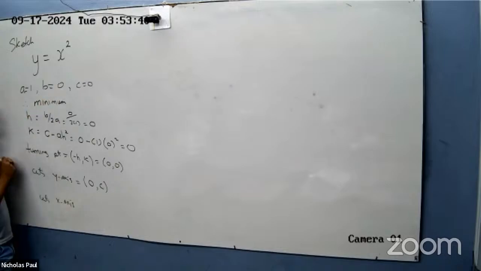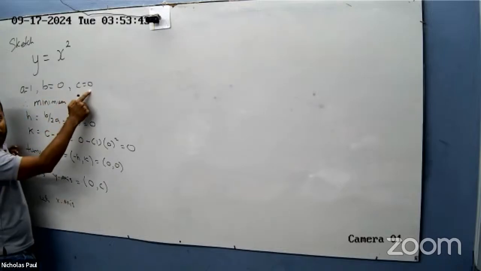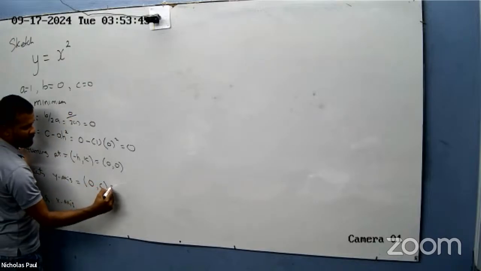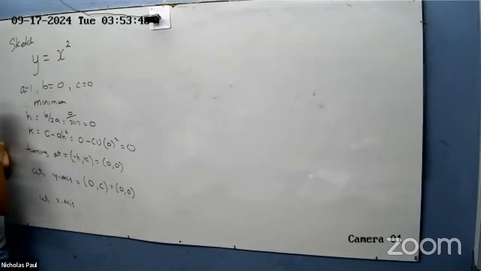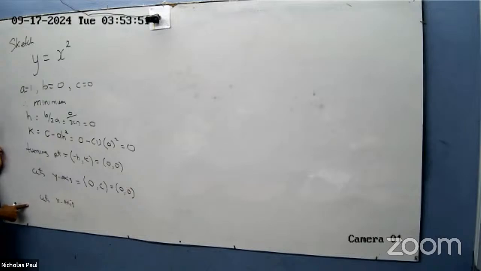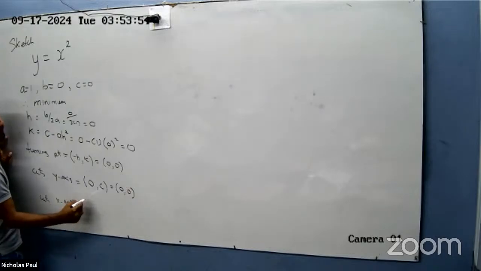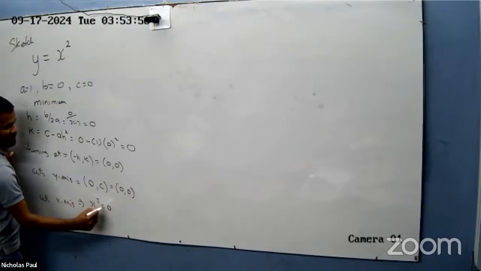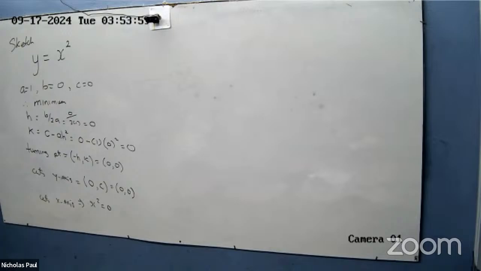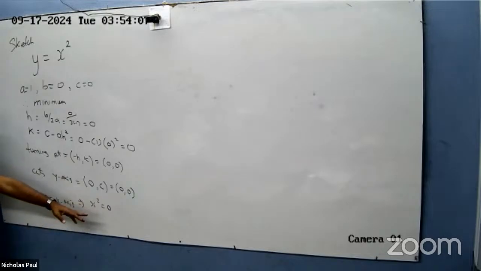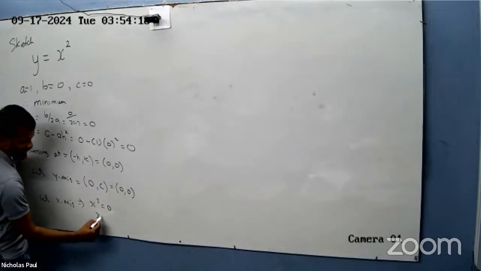C in this question is what? C in this question is 0. And last part, how do we find where it cuts the x-axis? We have to solve x squared equals 0. Can you solve that off the top of your head? What value squared will give you 0? 0, right? So the answer is x is 0.